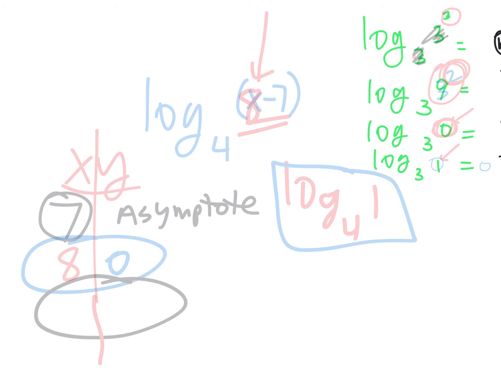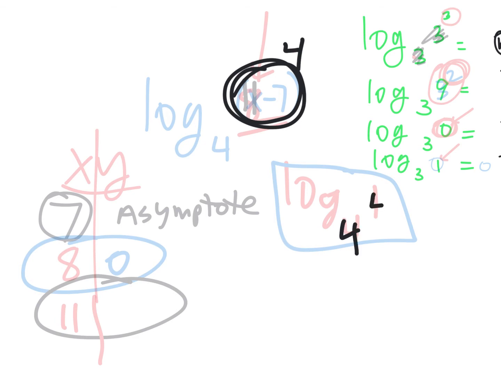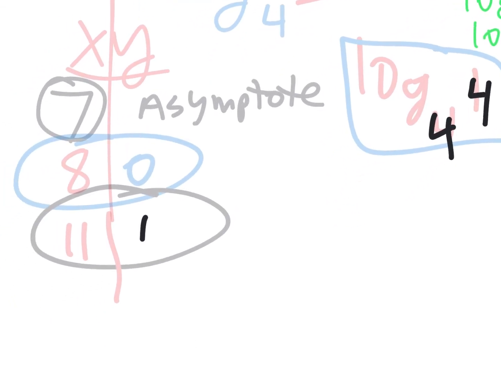I picked 11. Why did you pick 11? I know it wasn't randomly. I picked 11 because 11 minus 7 is 4. And then you got log base 4 of 4, which works out to what? 1. So my point would be 11 comma 1. Yep. Now, is 2 points really good enough to get a curve going? No, it gives you a straight line, but it doesn't give you a curve.